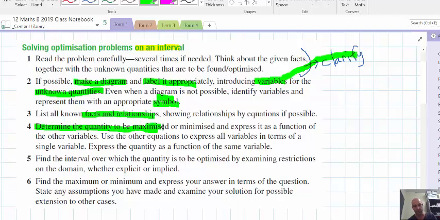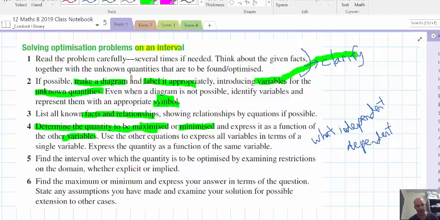So determine the quantity that has to be maximized or minimized, and then express it as a function of the other variables. There'll be other things there that vary. So you need basically an independent and a dependent variable. What depends on what? Okay, so what is the independent and what is the dependent variable or variables?